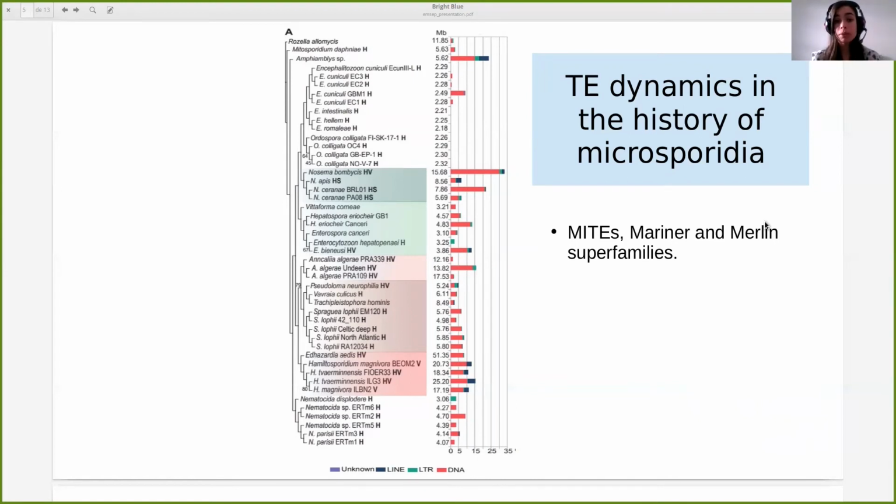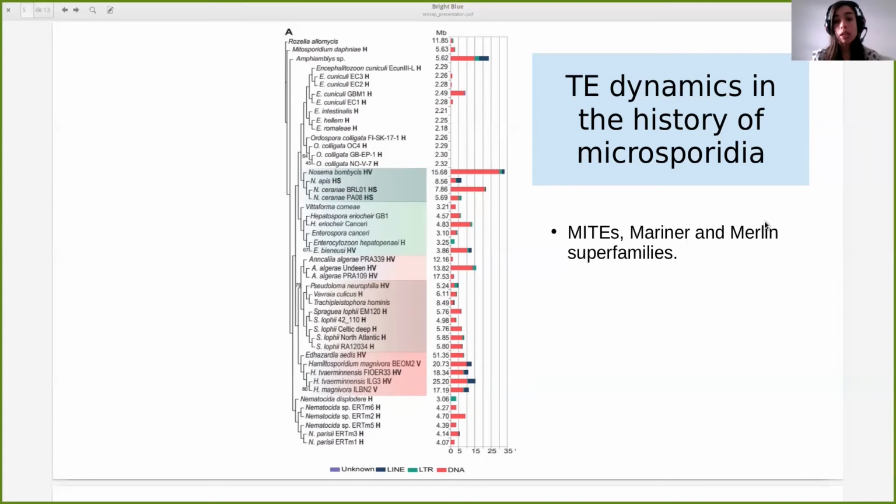Next to the species names, we have H, that stands for horizontal transmission, HV, horizontal and vertical transmission, and AGS, horizontal and sexual transmission. Next to it, there's genome size in megabases. And finally, the fraction of each type of TE in the genome of these lineages, categorized as DNA transposons, LTR retrotransposons, LINEs, and unknown types. We used the software RepeatModeler, RepeatMasker, and MITE Tracker.